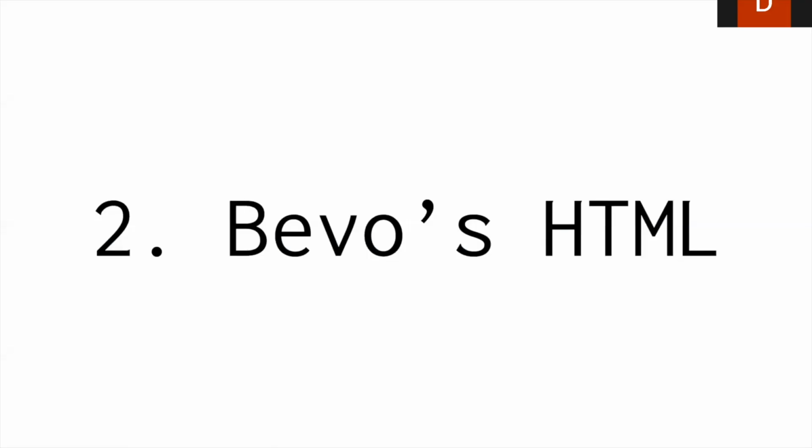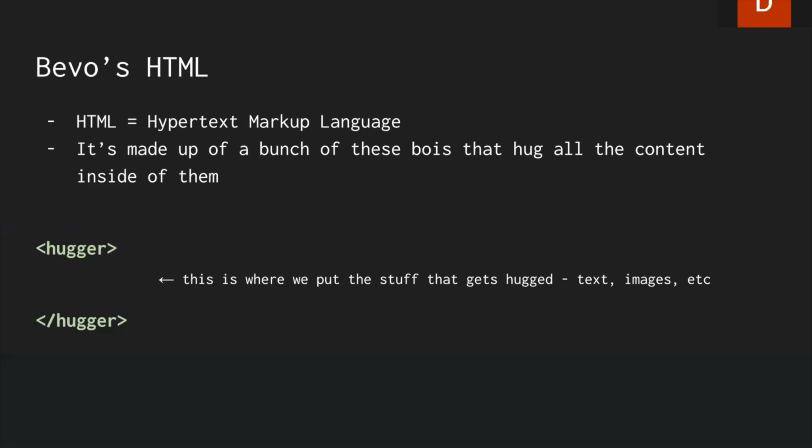So we'll start with HTML. I got told that my explanation for HTML was too boring last time, so let me mix it up a little bit. HTML is made up of a bunch of little hugger boys that hug stuff inside of them. And that stuff can be anything from more HTML, text, images. Images actually are HTML. I don't think we're doing any of that here. They're actually called tags, not huggers, unfortunately.